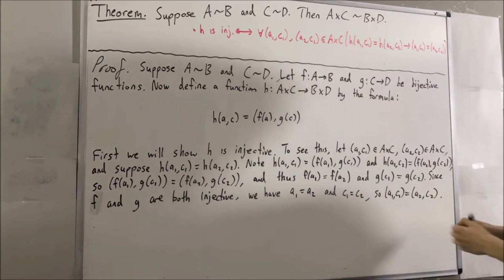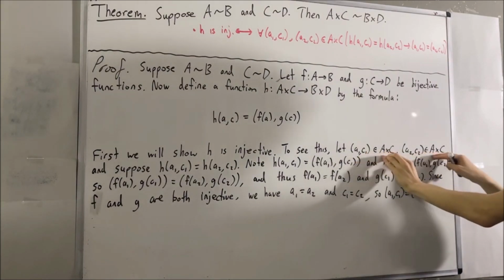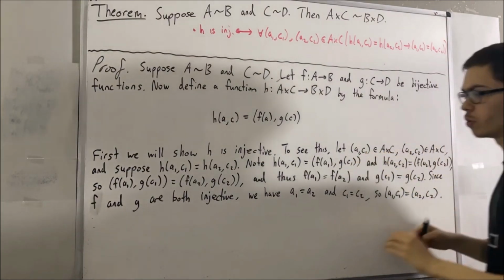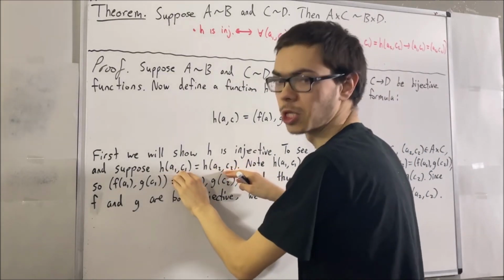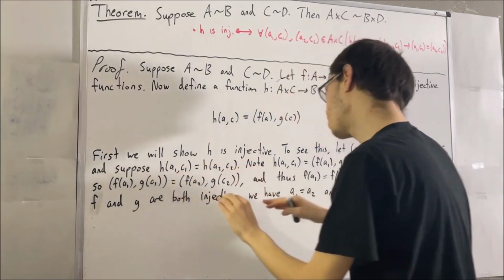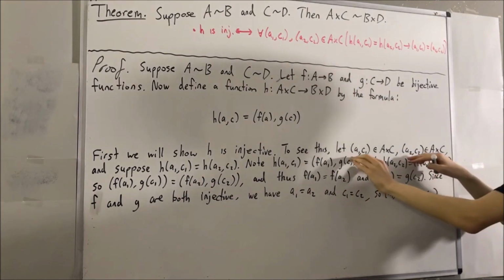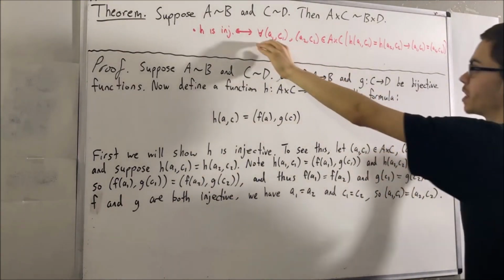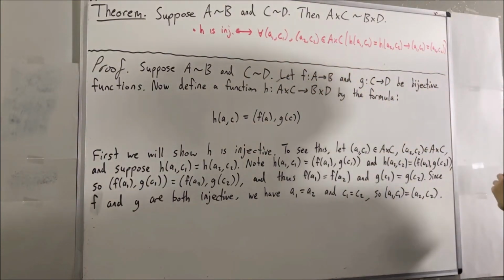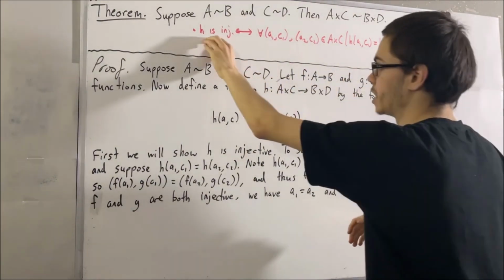So putting this together, we started with two arbitrary elements of A times C, and we assumed that the output values of the function h are equal. And from there, we deduce that the input values must be equal. Since these two elements are arbitrary, we have proven precisely this statement. And this amounts to proving that h is injective.